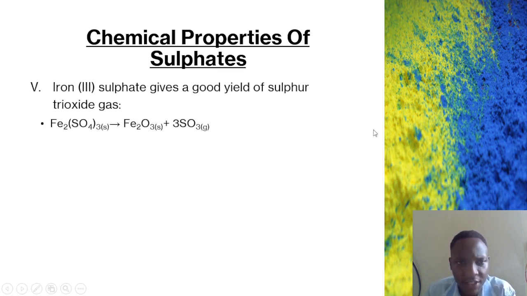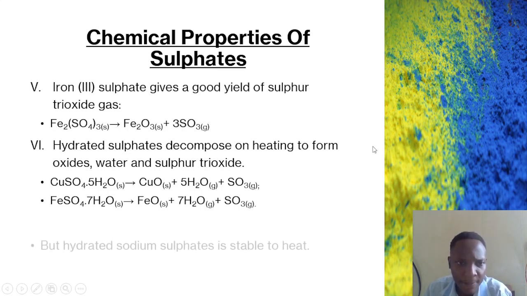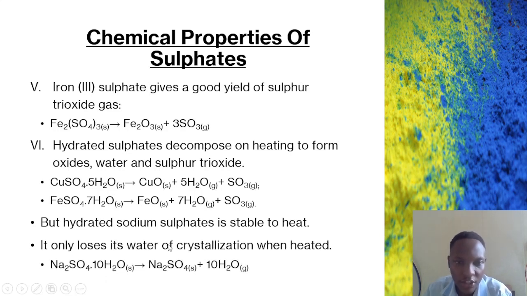Moving on, iron(III) sulfate gives a good yield of sulfur trioxide gas, as you can see in the reaction. Also, hydrated sulfates decompose on heating to form the oxides, water, and sulfur trioxide, as you can see in the reactions. But hydrated sodium sulfate is stable to heat. That's the sodium sulfate that you have to know. It loses its water of crystallization when heated, as you can see in the reaction.